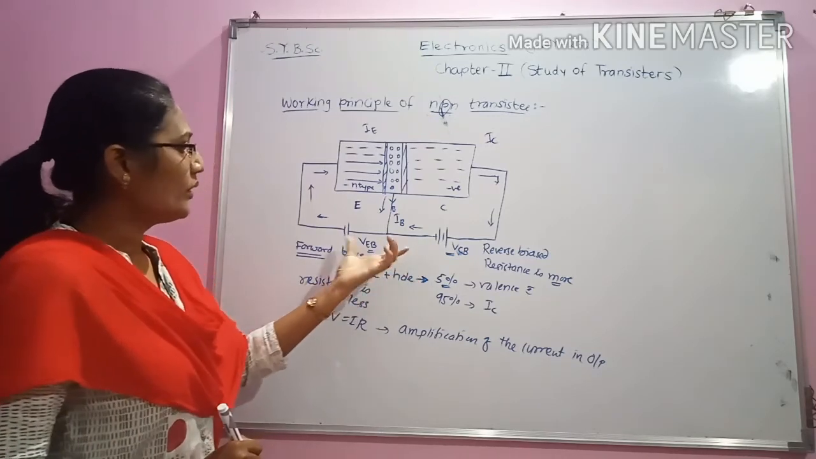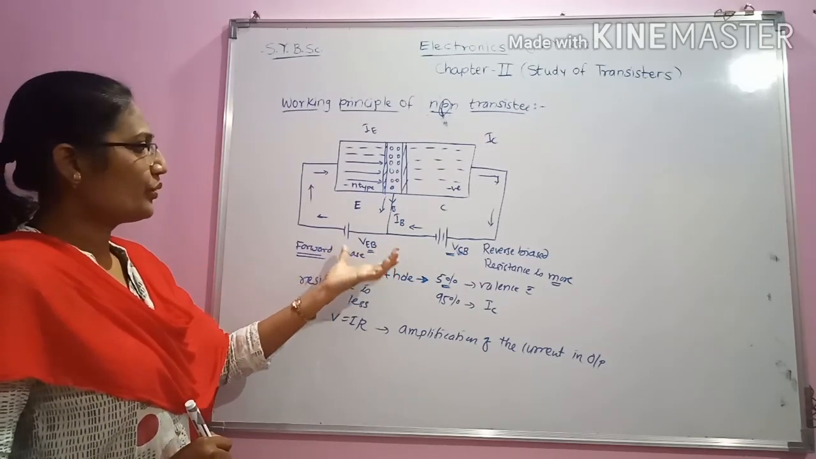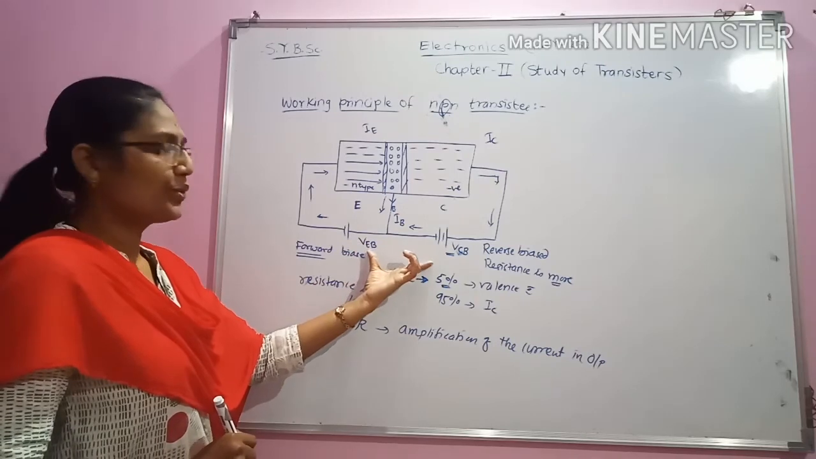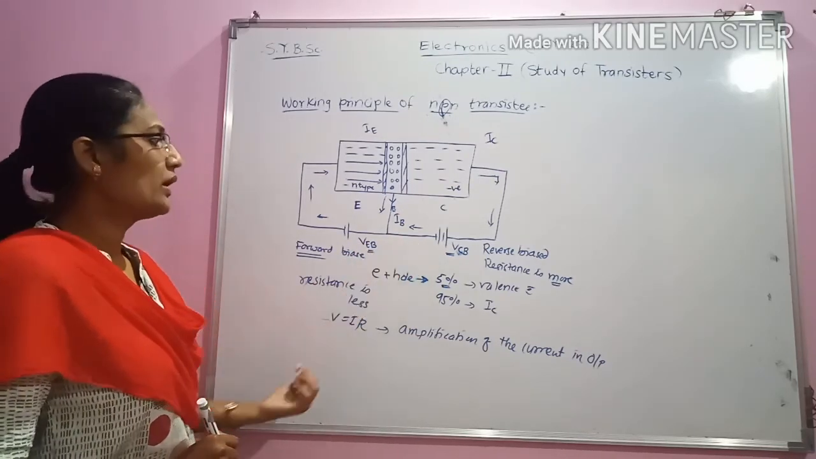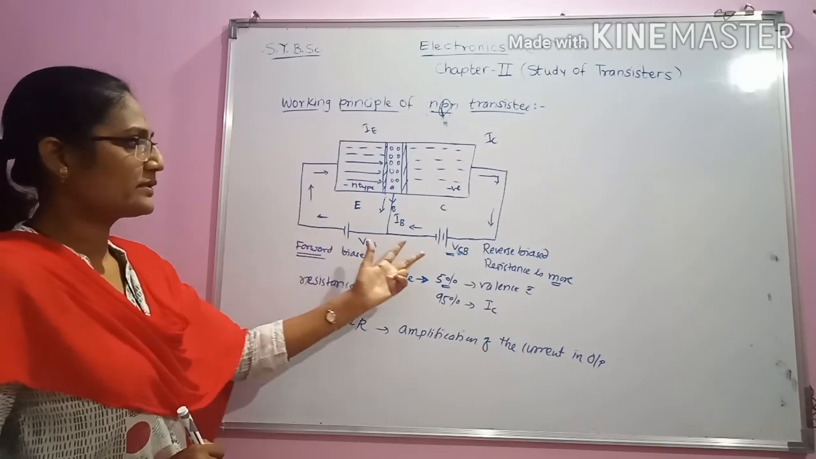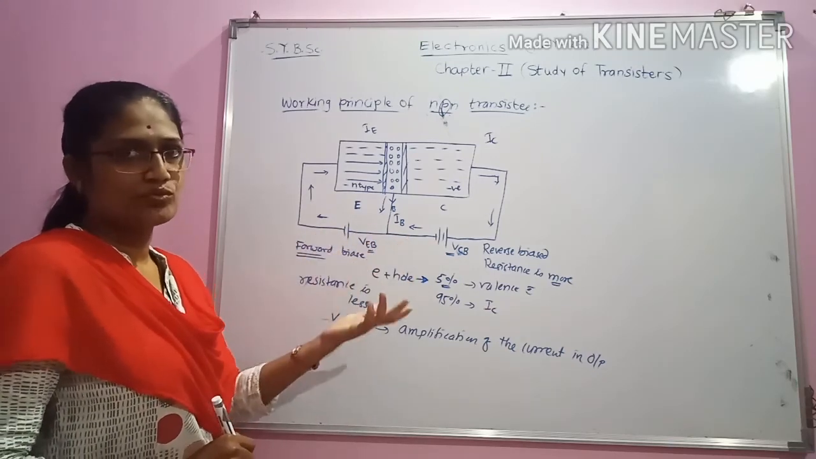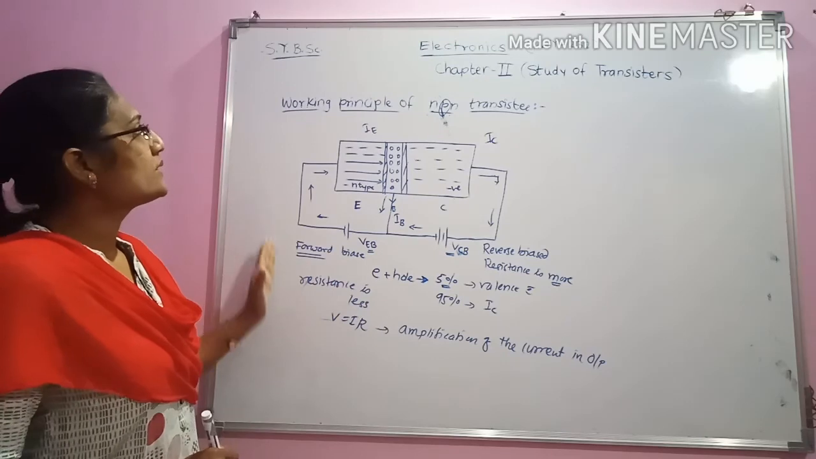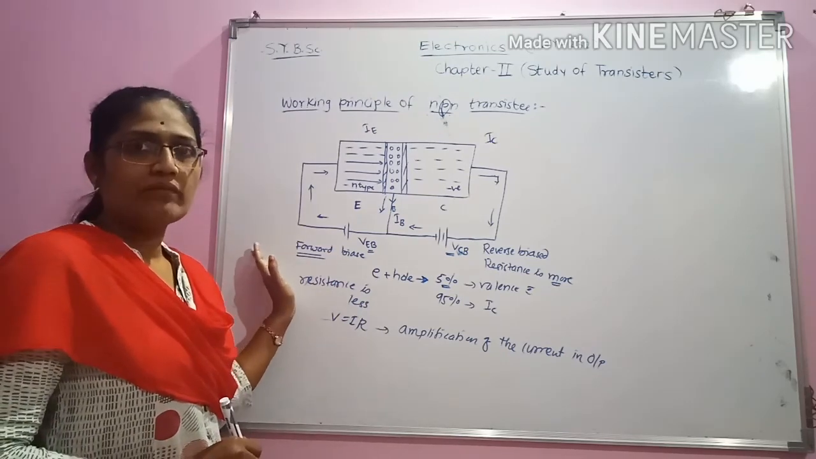And here for biasing purpose we have used these two batteries. Here the resistance is less because it is forward bias and this is in reverse bias, resistance is more. This is the working principle of NPN transistor.